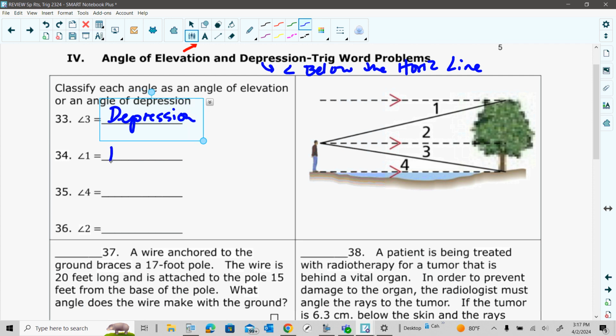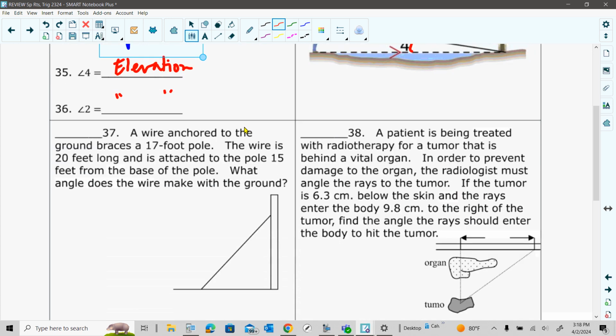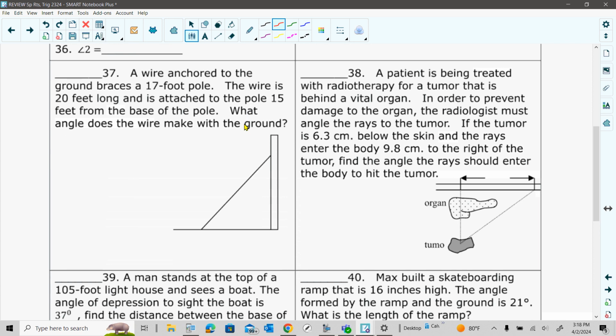Angle 1 is also below the dotted line. It's depression. 4 is above the dotted line, so that's elevation. And 2 is also elevation. All right, so the remainder here is just, can we label?